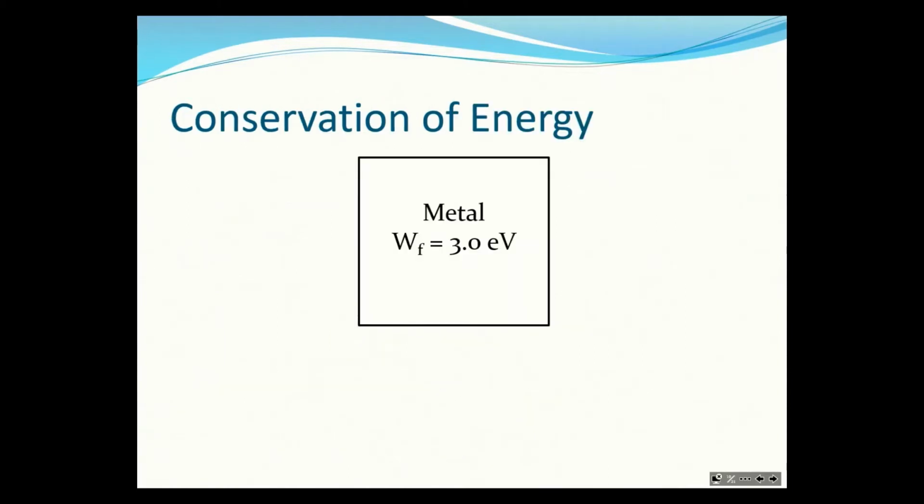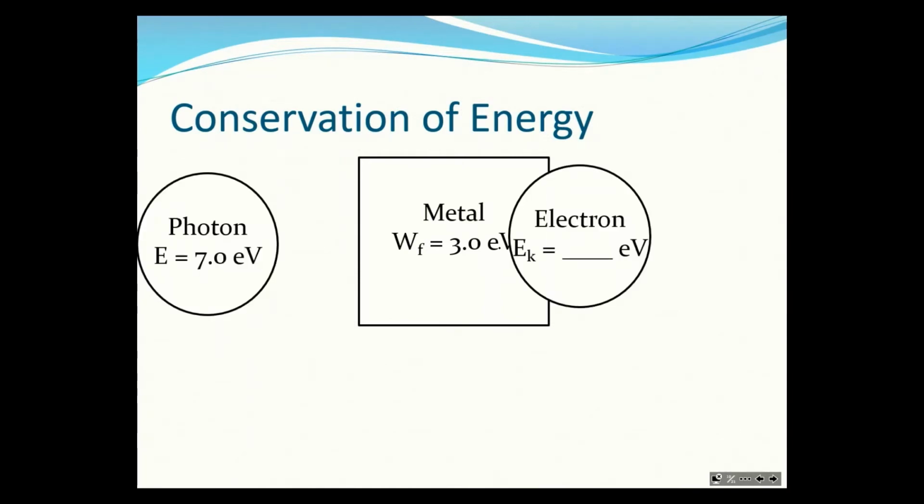So what we need to use is our conservation of energy to explain it. Say this metal here has a work function of 3 electron volts. If I fire a photon at it that has under 3, I'm never going to get an electron to fire off. But if I have a higher energy photon, like 7 electron volts, then that's going to have enough energy to overcome that work function and get that electron to be fired off. So if I shoot the 7 electron volt photon at my metal with the work function of 3 electron volts, how much energy is this electron going to be fired off with? Well, think of the law of conservation of energy.